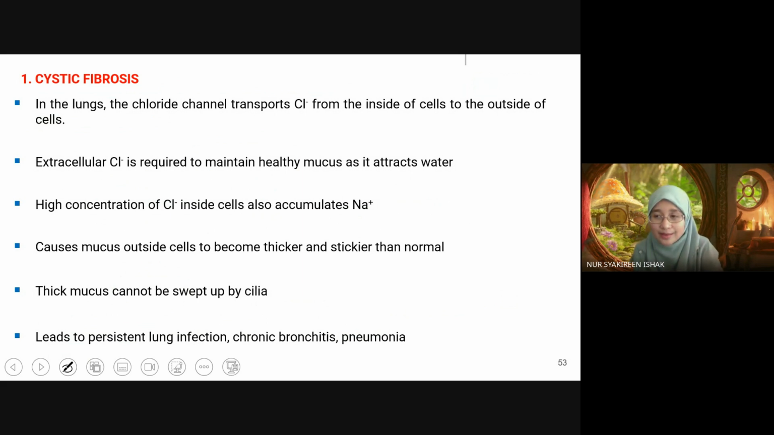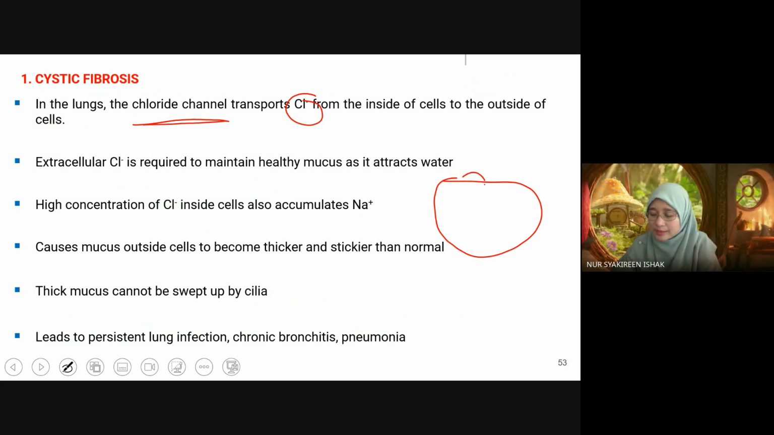For example, in the lungs. In the lungs, the chloride channel transports chloride ion from inside the cell to the outside of the cell. So we have the cell, we have the chloride ion channel. It transports chloride ion from inside to the outside of the cell. Chloride ion moves outside. So extracellular chloride ion is required.